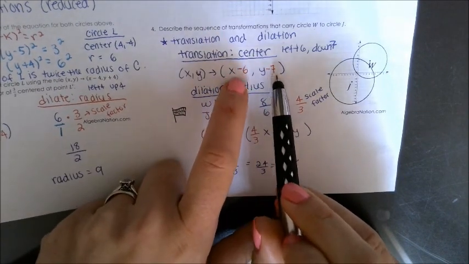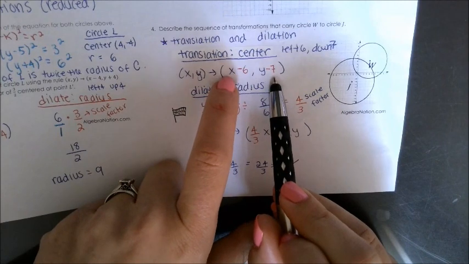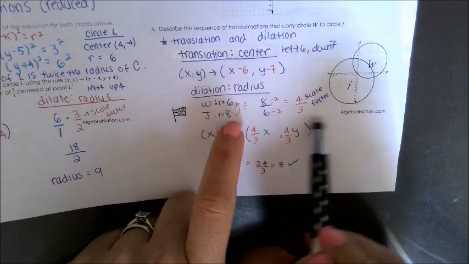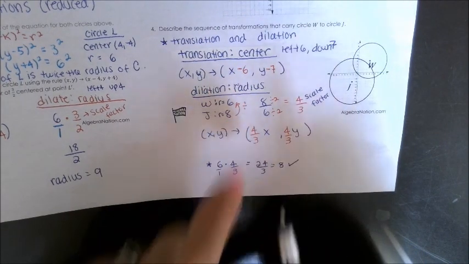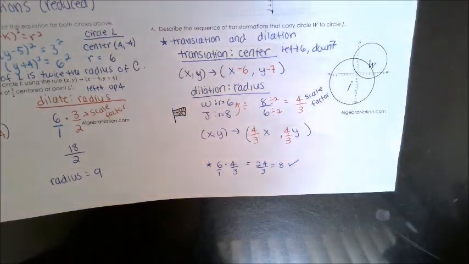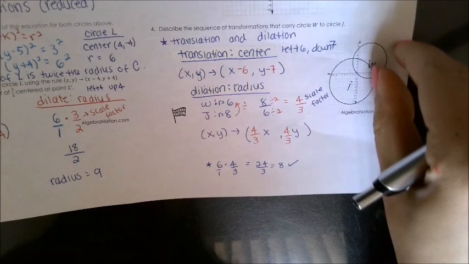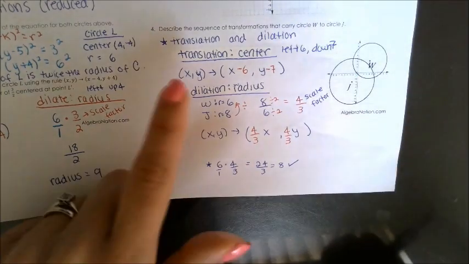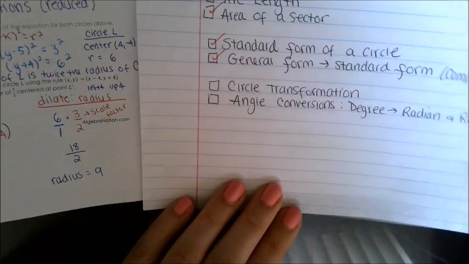So translation is adding or subtracting your x values, and dilation, it's always a scale factor being multiplied to your x and y's. Okay, so that means these two circles are similar. Same shape, but different size. Okay, so that's what you need to know.